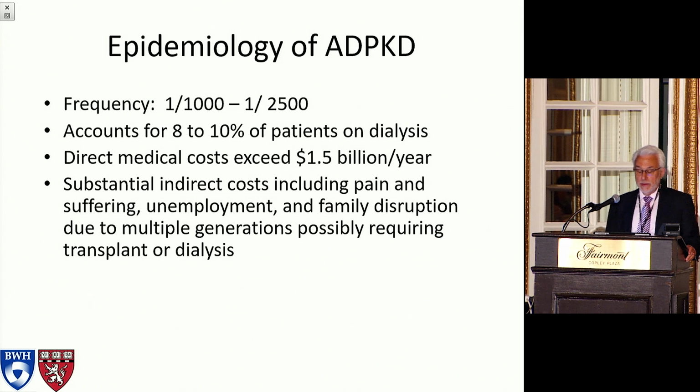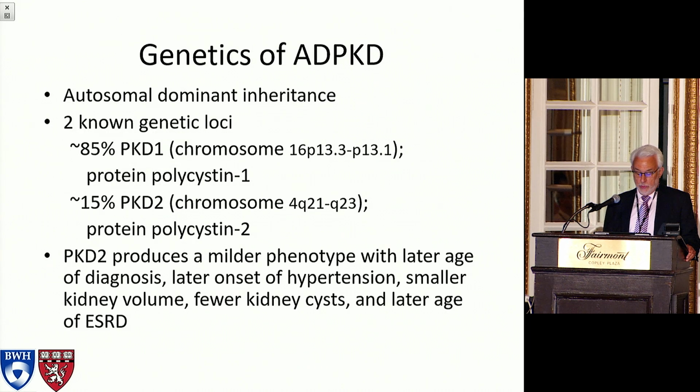ADPKD is a common kidney disease. It's the most common hereditary kidney disease affecting between 1 in 1,000 and 1 in 2,500 individuals. It accounts for about 8 to 10% of patients on dialysis with direct medical costs that easily exceed $1.5 billion a year. In addition, there's substantial indirect costs, which include pain and suffering, unemployment, and family disruption due to multiple generations, possibly requiring transplant or dialysis.